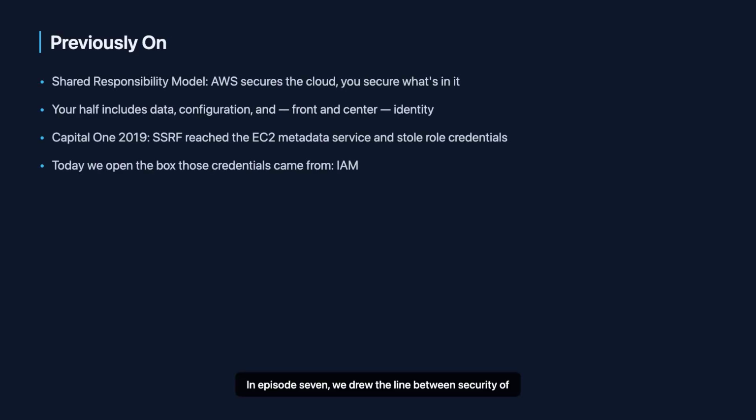In Episode 7, we drew the line between security of the cloud and security in the cloud. Amazon Web Services handles the physical infrastructure, and your half includes data, configuration, and identity. We also walked through the Capital One breach, where an attacker reached the EC2 instance metadata service and stole credentials belonging to an IAM role. Those credentials came from somewhere, and today we open the box that somewhere lives in, IAM.